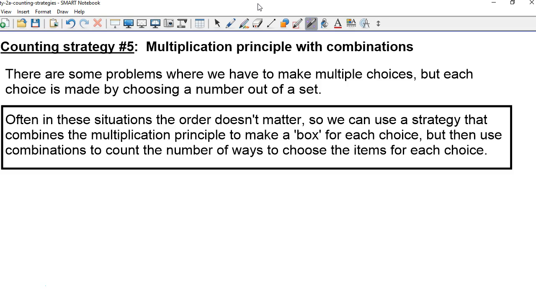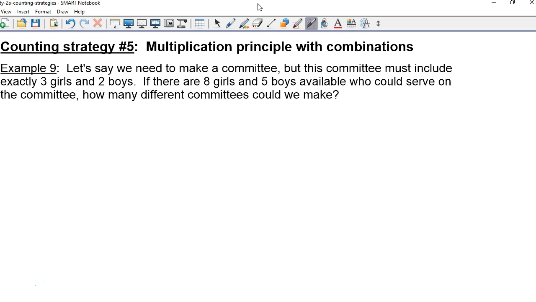Strategy number 5 is multiplication principle with combinations. There are some situations where we have to make multiple choices, but each choice is made by choosing a number out of a set. That actually happens fairly frequently, so I identify this as its own counting strategy. Often in these situations the order doesn't matter, so we can use a strategy that combines the multiplication principle to make a box for each choice, but then uses combinations to fill the numbers in the boxes. Okay, let's take a look at an example.